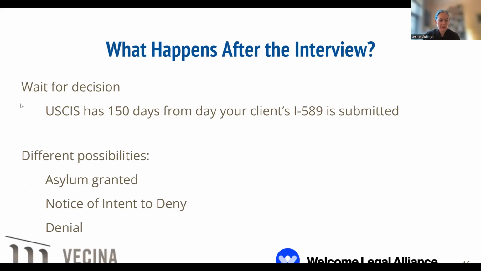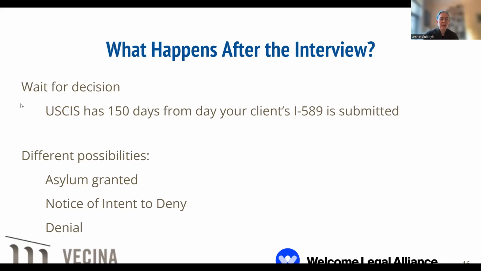And Congress has said that for these Afghan asylum interviews, USCIS is supposed to issue a final decision within 150 days from the date the I-589 is submitted. That was a law that Congress passed right around the time of the evacuation in September of 2021. They haven't been adhering to that very well, which is different from a lot of affirmative asylum applications, where the applicant will get their decision within a few weeks after the interview.